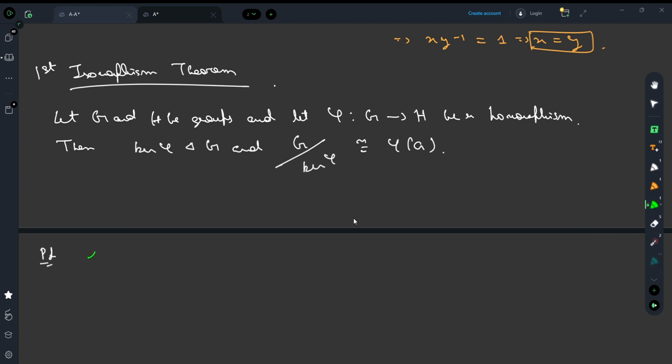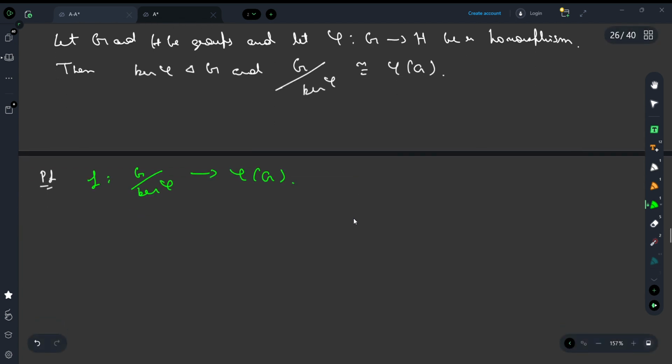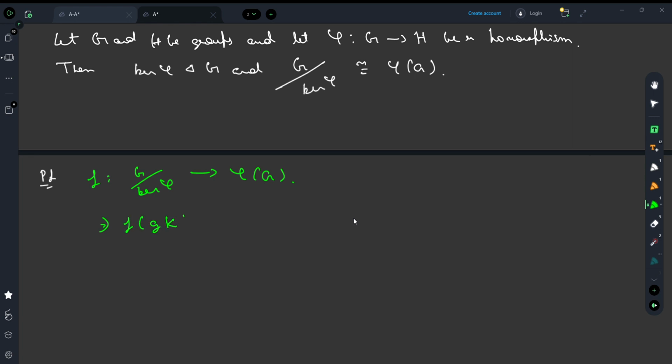So let's just consider a map, say f, from G mod kernel of phi to phi of G. Now, how do we define this map? Such that f of gK is equal to phi of g, where we denote the kernel of phi as K. Okay, so this is the definition we would use. So what are the things we need to check? We need to check whether f is one-one, onto and a homomorphism or not.